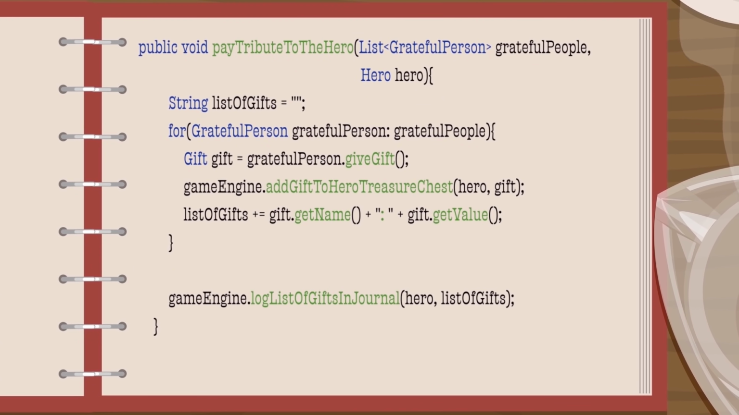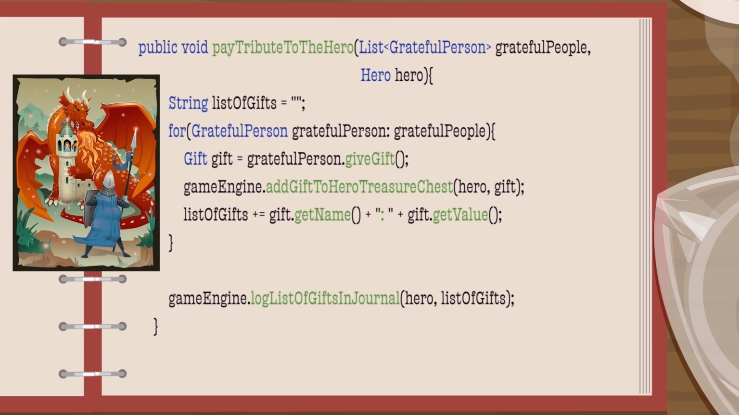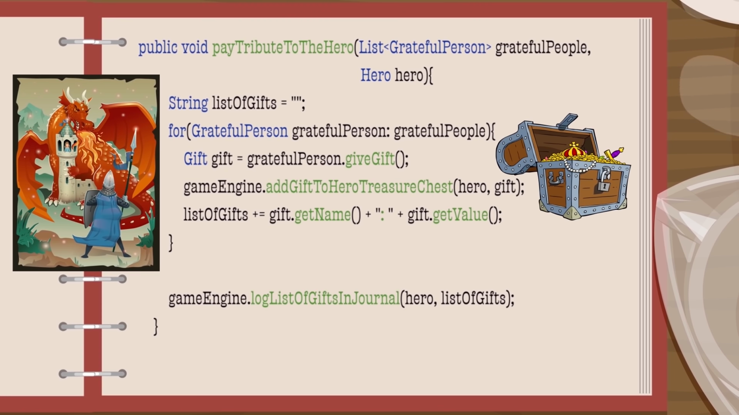In this example, the citizens of a nearby kingdom have gathered in order to thank the hero for slaying the dragon that has been haunting nearby villages for years. Apart from receiving the gift and storing it in the treasure chest, he would like to keep a log of all the gifts he has received. I guess just in case his accountant will complain about the hero's tax return at the end of the year.